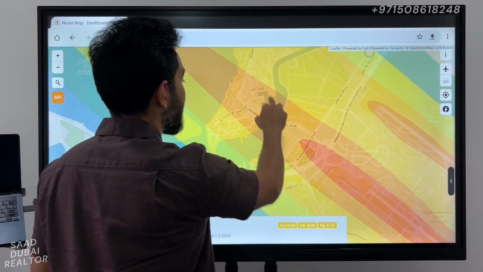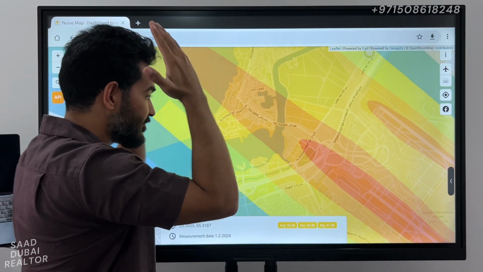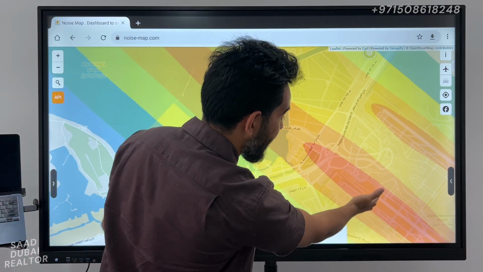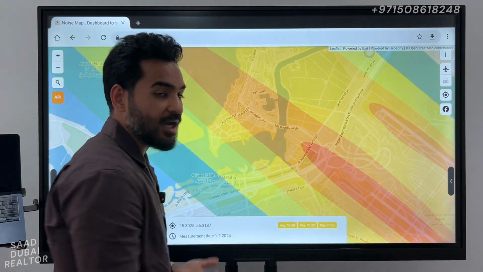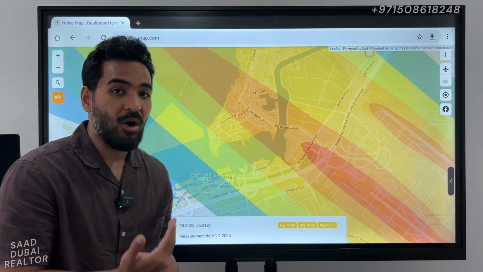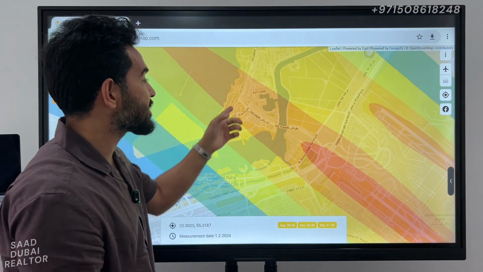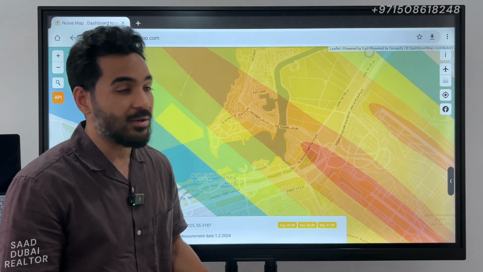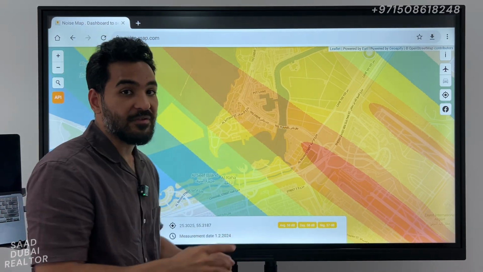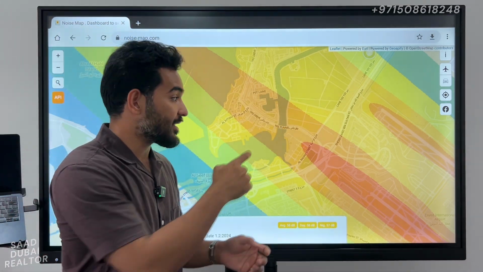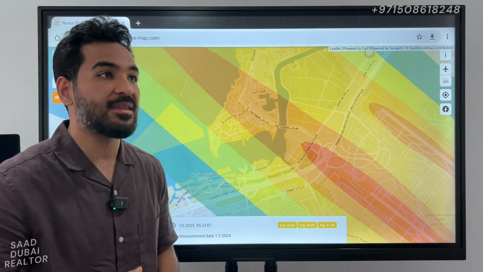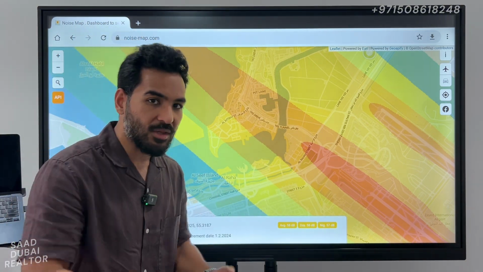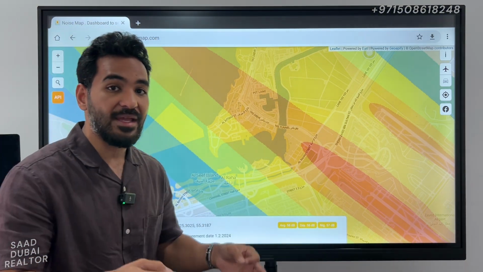This right here is Yas Island, and as you can see, this is where the runway ends, and this is where Yas Island is. It is exactly on the flight path, and a lot of complaints come from Yas Island because there's always overhead flights passing by and sounds similar to what I explained previously. But this one is almost like the Mirdif situation, where it is right by the airport, right on the flight path. So this is a very red zone.